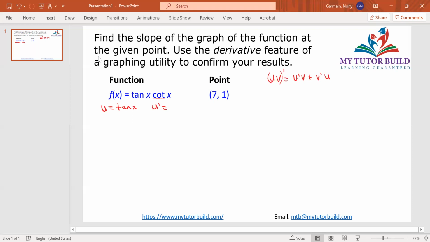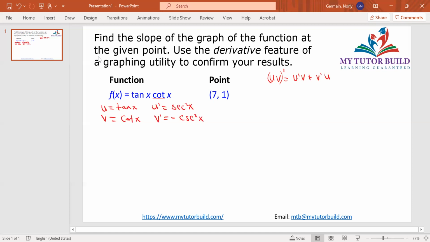If you have the book Calculus by Larson and Edwards, you can go to chapter 2, section 2.4, and you would see the derivative of tangent x is secant square x. And if you set v equal to cotangent x, the derivative of cotangent is negative cosecant square x.